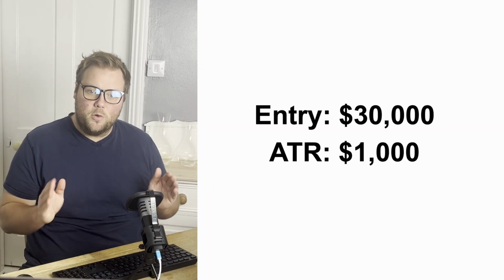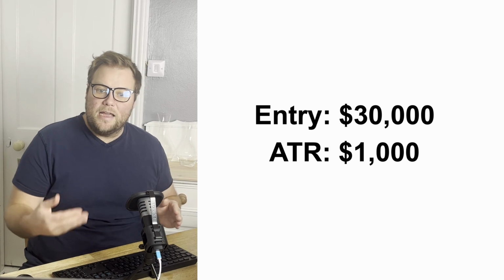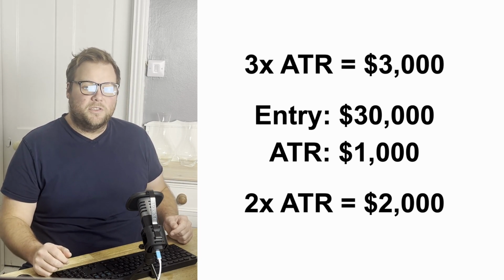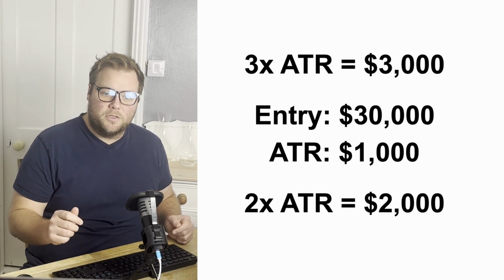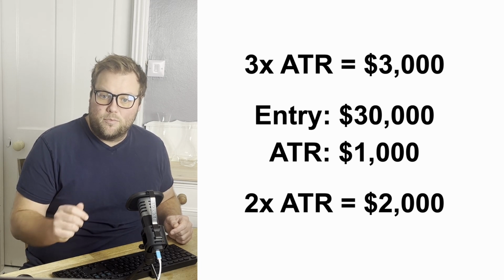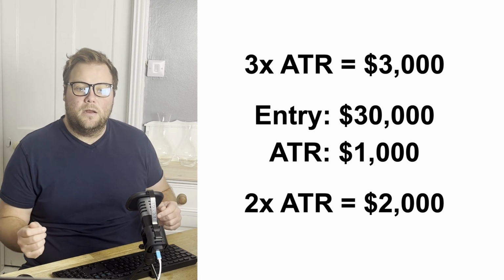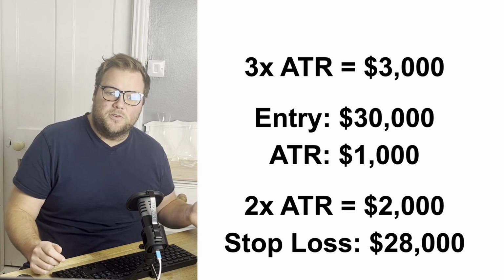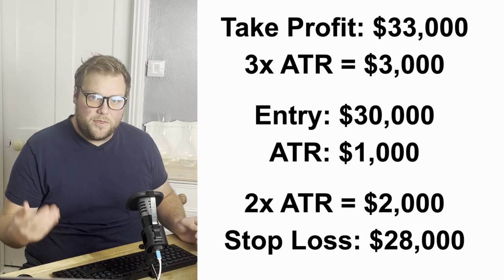For example, if I bought in at 30,000 when the daily ATR was at 1,000 and I wanted to set a 2 ATR stop loss and a 3 ATR take profit, then this would mean a stop loss at 28,000 and a take profit at 33,000.